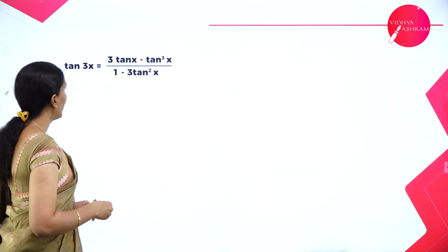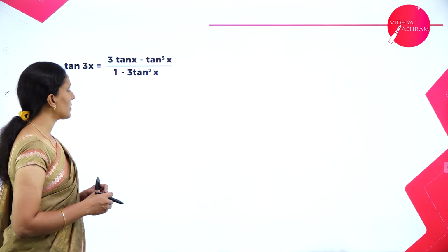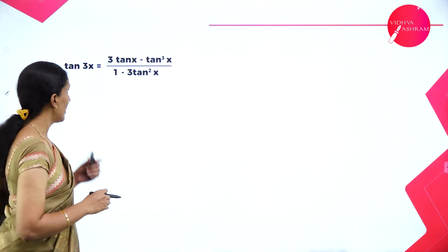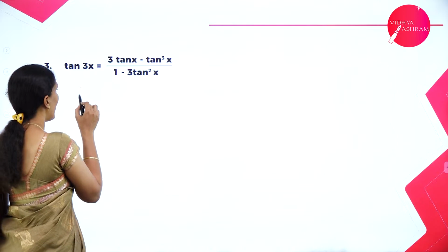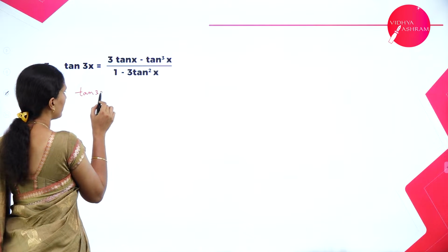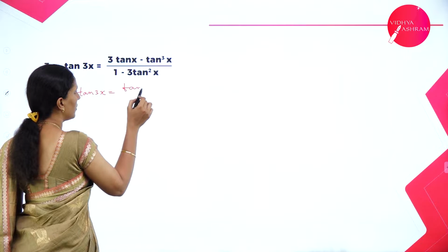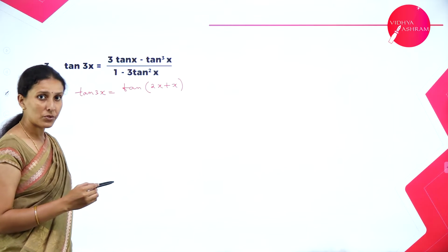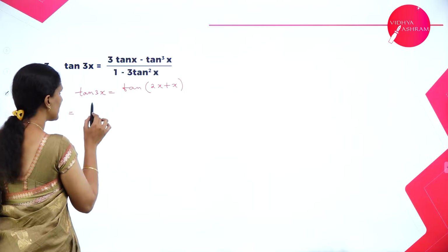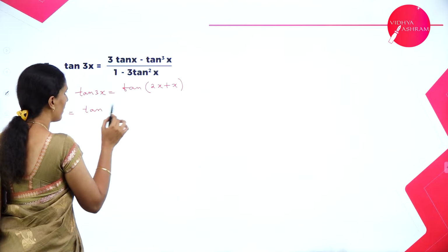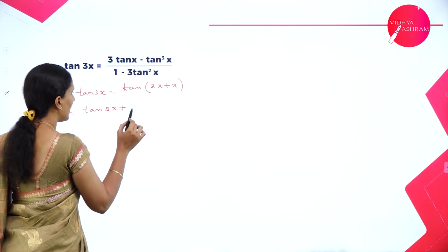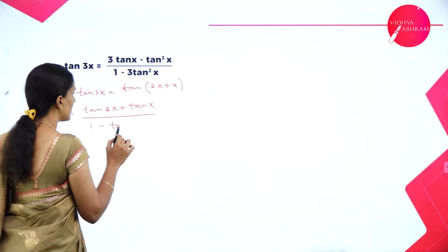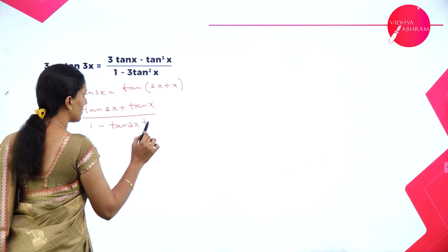Next we have tan 3x, which is 3 tan x minus tan cube x divided by 1 minus 3 tan square x. Again we will express tan 3x as tan of 2x plus x. Use the formula of tan(x plus y), which is tan x plus tan y divided by 1 minus tan x tan y. So this can be written as tan 2x plus tan x divided by 1 minus tan 2x tan x.